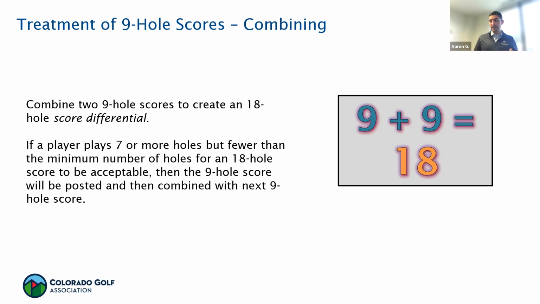So the question I always get is, can you combine a front 9 and a front 9 on the same golf course? The answer is yes, because every time a 9-hole score is posted, it creates its own score differential. It is only after the second 9-hole score is posted and that differential is created that it combines with it to give you an 18-hole score differential. So you can combine a front 9 and a front 9, a front 9 and a back 9, and a back 9 and a back 9. Pretty much any 9-hole score you can combine with, okay?